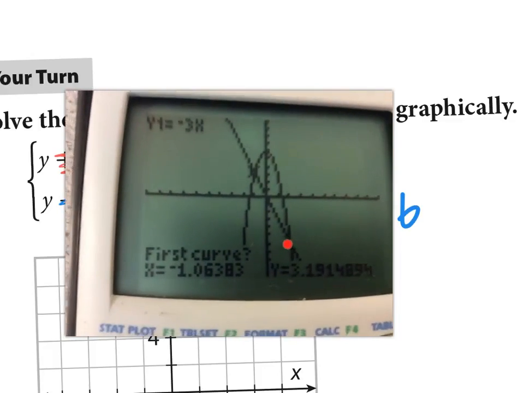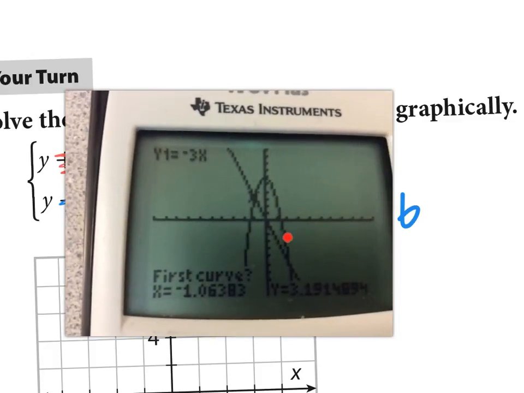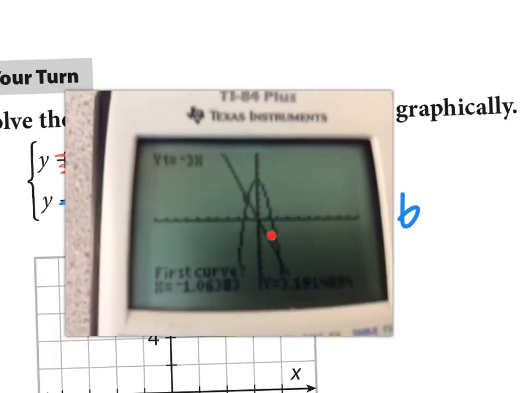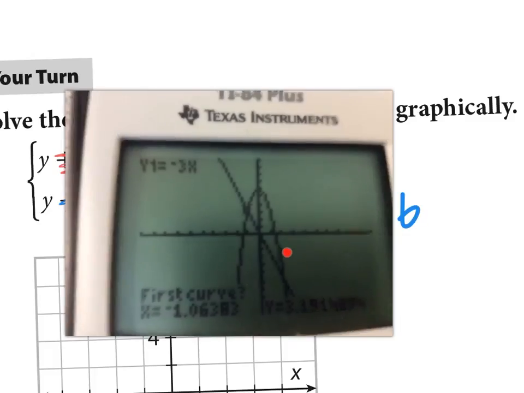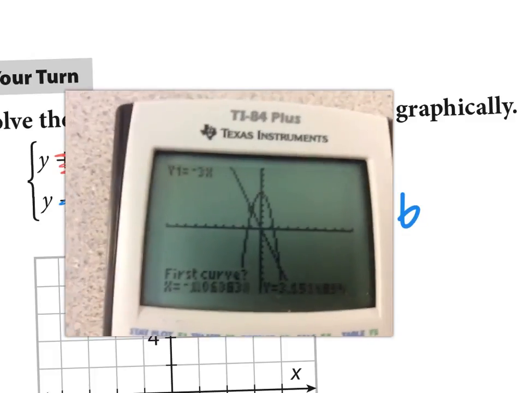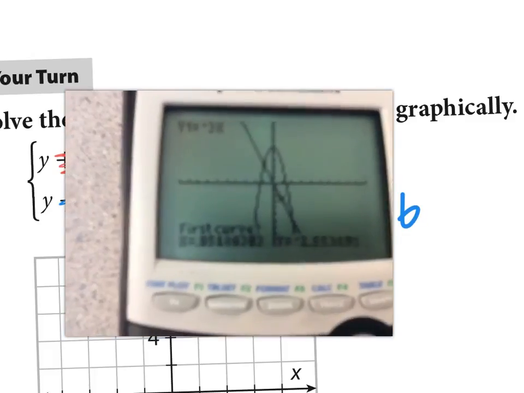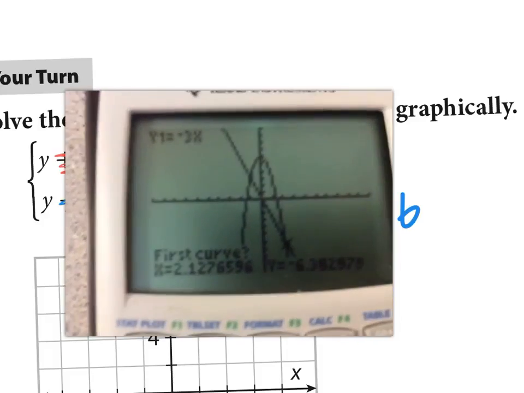Now we need this point, so we need to move the cursor on our calculator. You can see that it's blinking. I need to move it over here. To do that, you either move left or right. Well, which way do I need to move? To the right. So I'm going to move to the right until I get close to the other point that I want, which is down here.